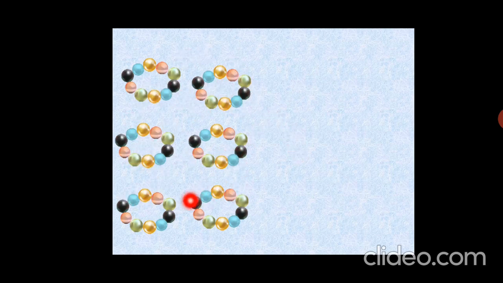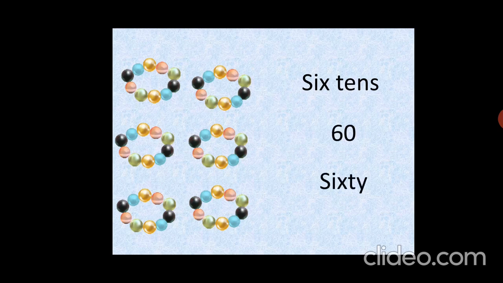Now here we could see 1, 2, 3, 4, 5, 6 sets of 10s. In one set of 10s, we have 10 beads. Another set of 10, we have 10 beads. Third, fourth, fifth and sixth sets of 10 also have 10 beads each. Total we have 6 sets of 10s. That means 6 tens. 6 tens means 60. What is the spelling of 60? S-I-X-T-Y, 60.